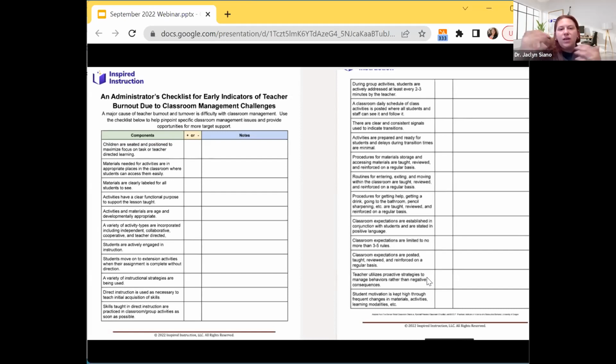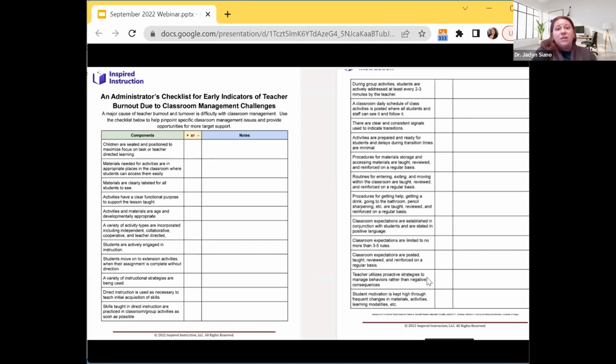So if I look at these, if I just pick a random one, activities have a clear functional purpose to support the lesson taught. How would I rate myself on that? And then what could I do better? And then if you're an administrator or a coach, you could use this as a checklist when you do walkthroughs. Because again, we know that effective instruction cannot take place in a poorly managed classroom.